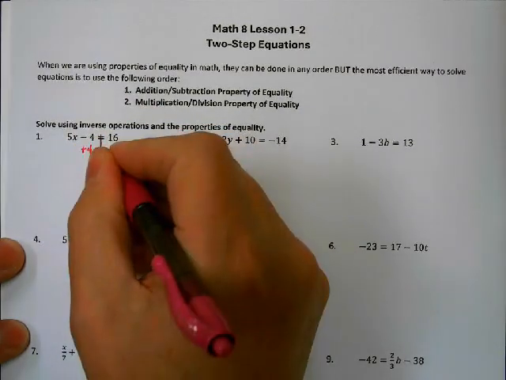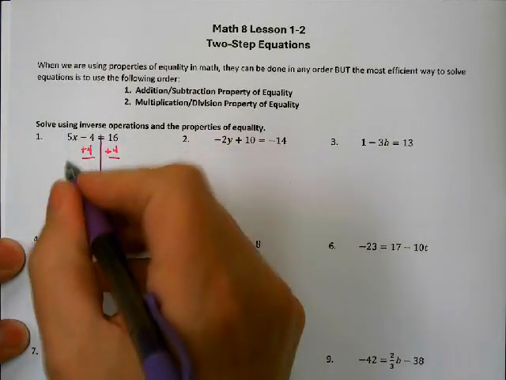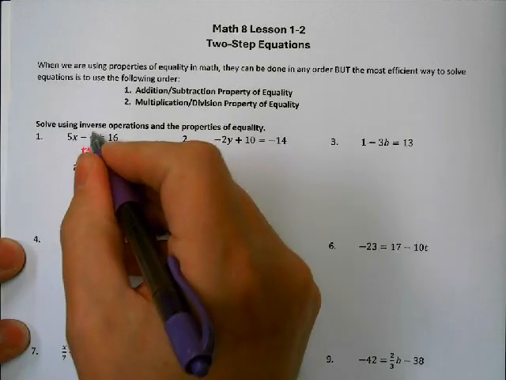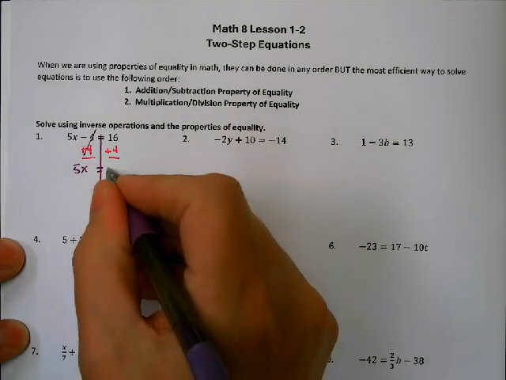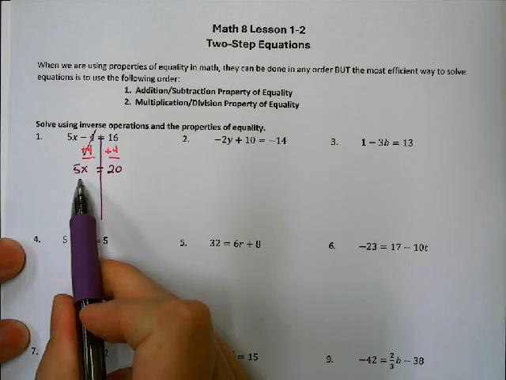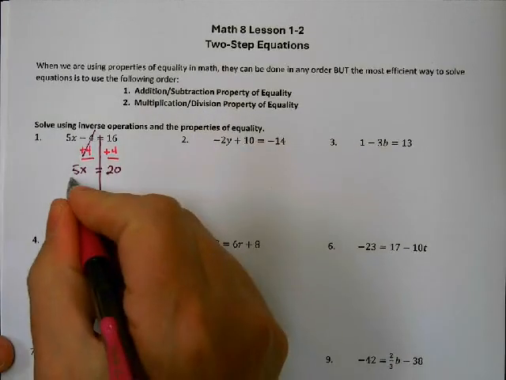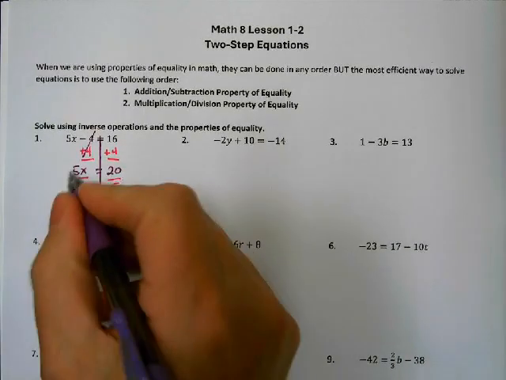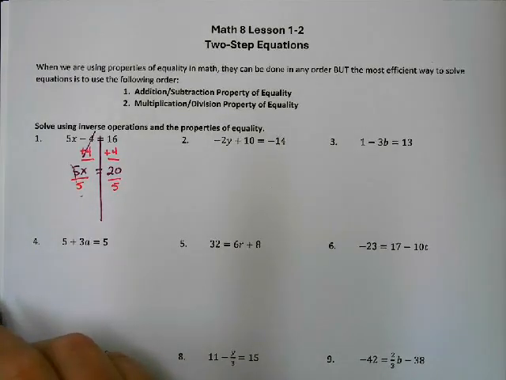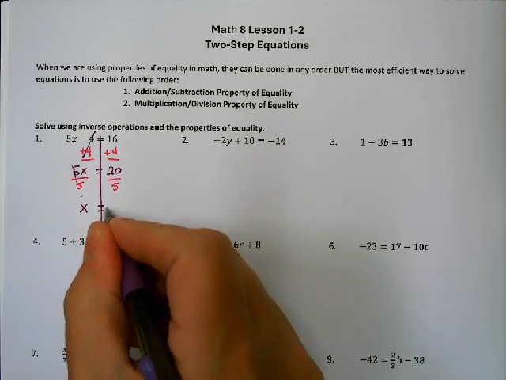Add 4 to both sides. That's going to leave me with 5x, because the 4s have reduced each other on that side of the equation. On the other side, 16 plus 4 is 20. Now I've got 5 times x. The inverse of multiplication is division, so I'll use the division property of equality and divide both sides by the same number. Divide this side by 5, divide that side by 5. What am I left with? This becomes 1, because 5 divided by 5 is 1, so 1x, or just x, and then 20 divided by 5 is 4.